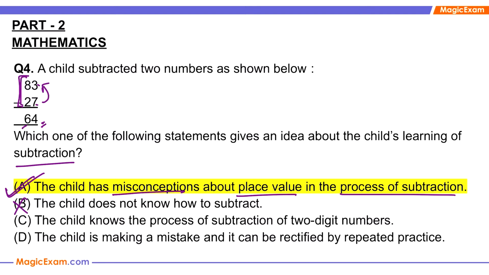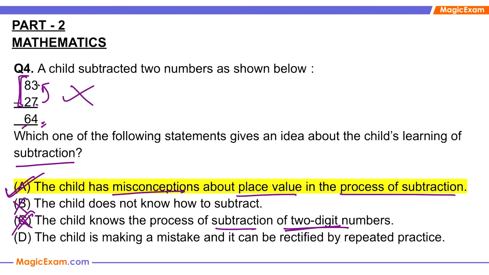C says the child knows the process of subtraction of two-digit numbers. This is an incorrect statement because if the child knew how to subtract two-digit numbers, he would have done this problem correctly. However, here he has committed a mistake, which means that the child knows how to subtract but does not know the process of subtracting two-digit numbers. Therefore, this statement is incorrect.